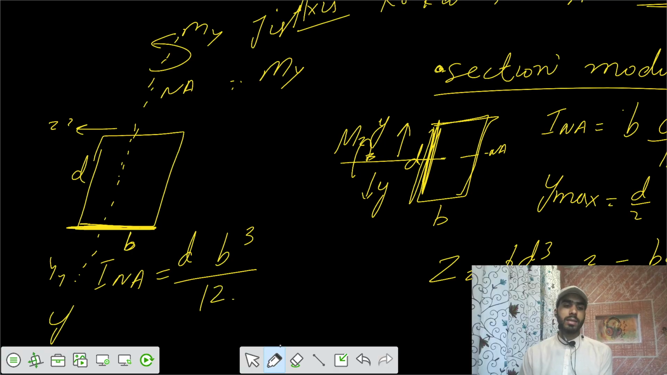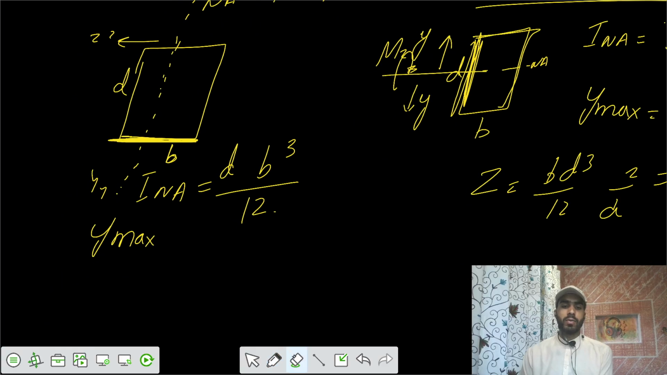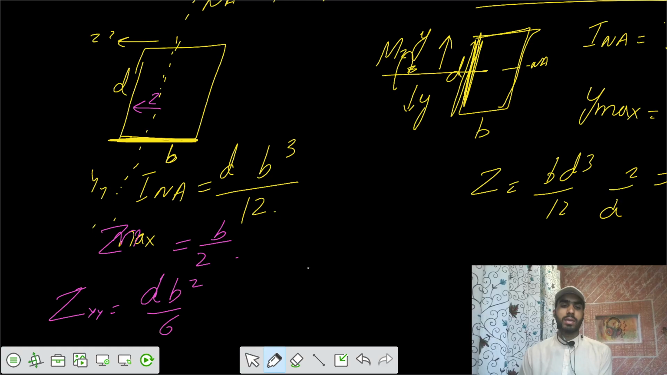And your Y max, if you want to say what's the value of Y max, you can't say Y max. You should say what's the value of Z max. Z max equals to, so this is Z. So maximum value you can go to B by 2. So finally your section modulus along YY, we can write that equals to DB squared by 6.